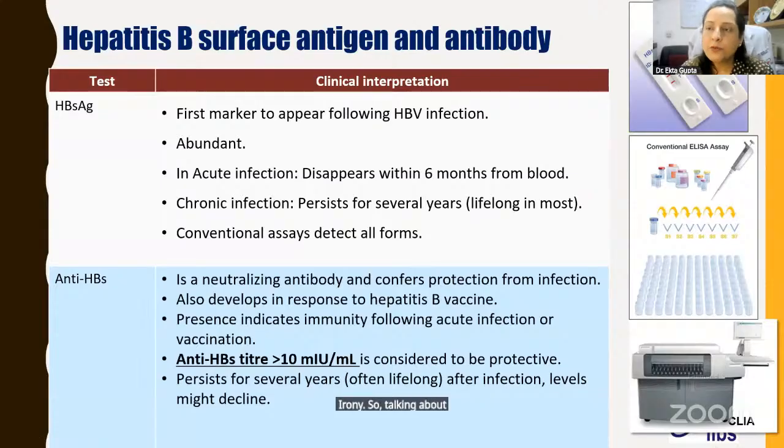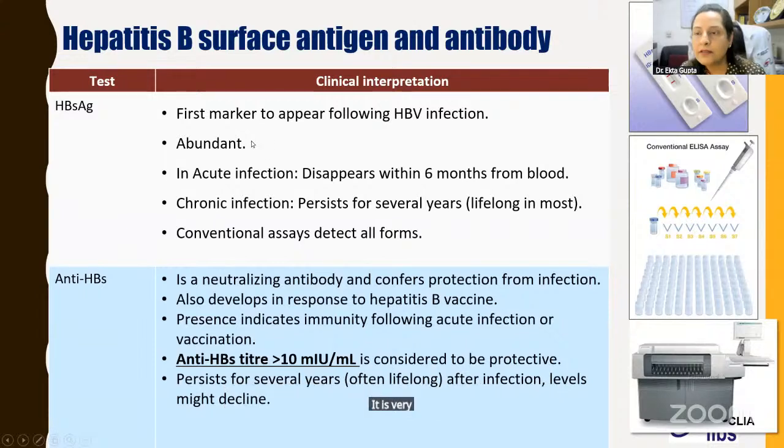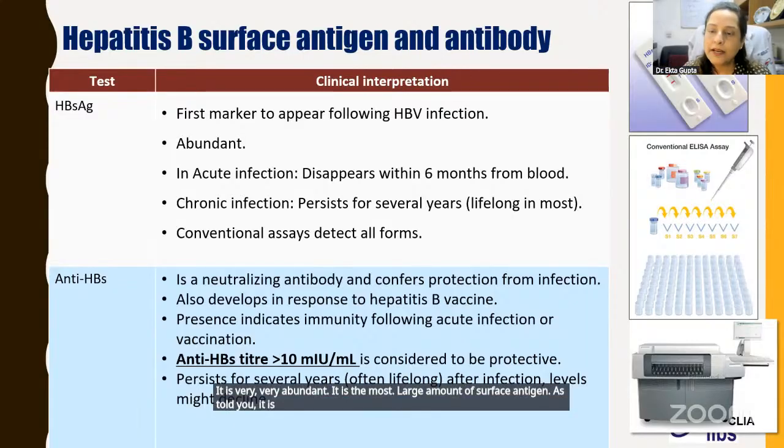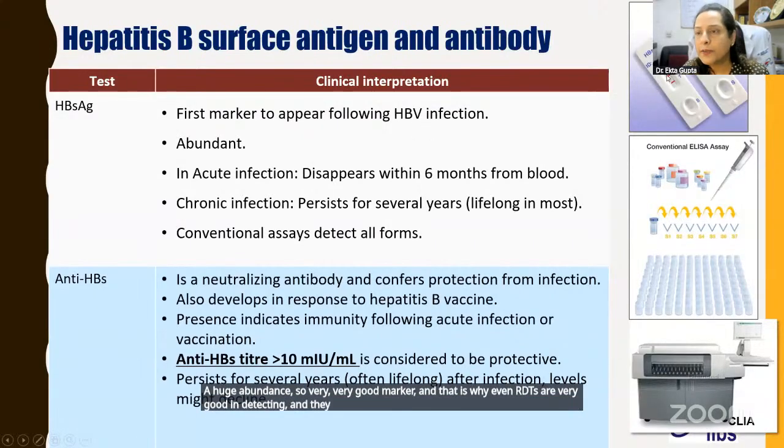Talking about each marker, hepatitis B surface antigen, as I said, is the first and very important marker for infection. It is very, very abundant, the largest amount of any antigen. As I told you, it is formed by cccDNA. It is also formed by integrated DNA. It is present as Dane particles, spherical and filamentous forms. All forms are available, so it is a huge abundance. So it is a very good marker, and that is why even RDTs are very good at detecting it, with good specificity and sensitivity, since this is a very abundant marker.